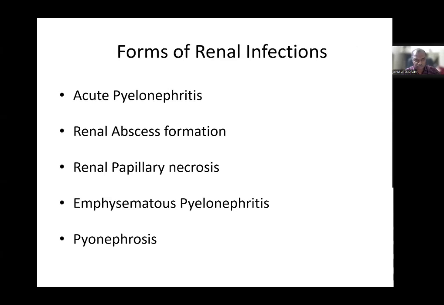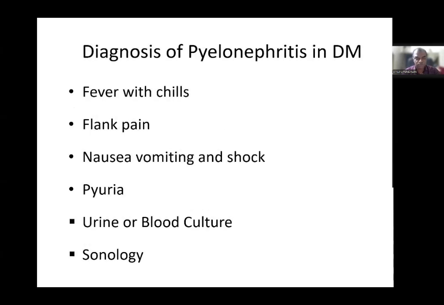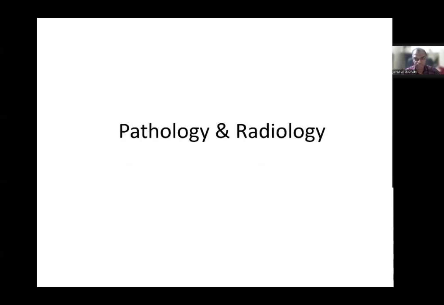Forms, it can be acute pyelonephritis, there can be renal abscess formation, renal papillary necrosis, emphysematous pyelonephritis, and pyelonephrosis. Diagnosis, we should make a diagnosis with a combination of symptoms. As I said, fever and chills and flank pain can be mild, may not be recognized. There can be nausea, vomiting, and shock. Pyuria, urine culture, and sonology can all be present in acute pyelonephritis.